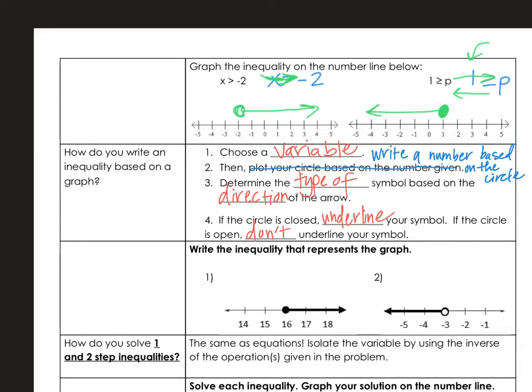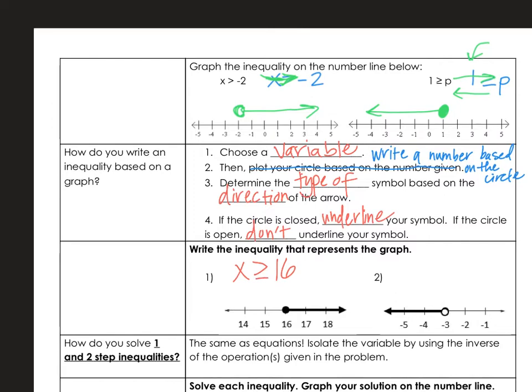So I am going to use the variable x, and our circle is at 16, so I'm going to write 16 to the right of x. And now I'm going to the right, so I am going to use the symbol that is kind of like an arrow going to the right, as you can see. And since the circle is closed, I am going to draw a line underneath.